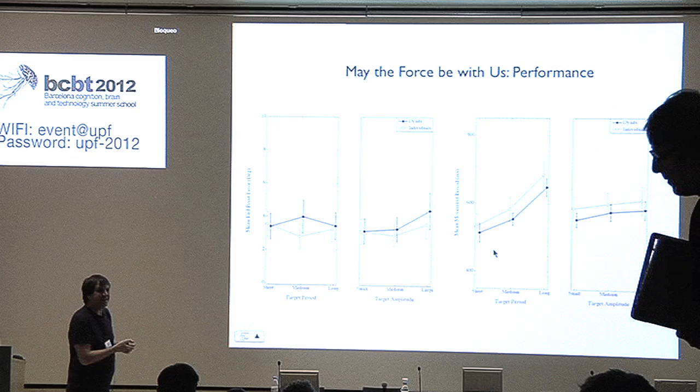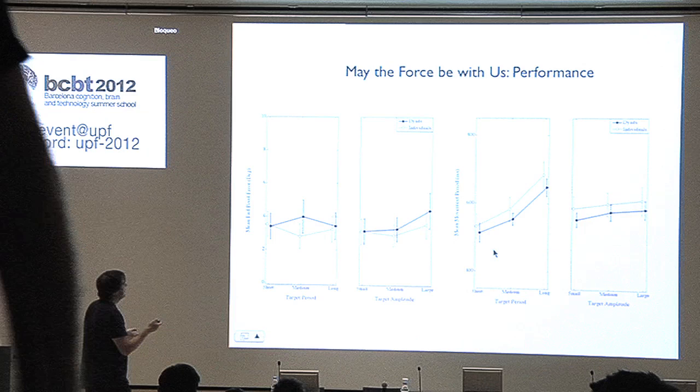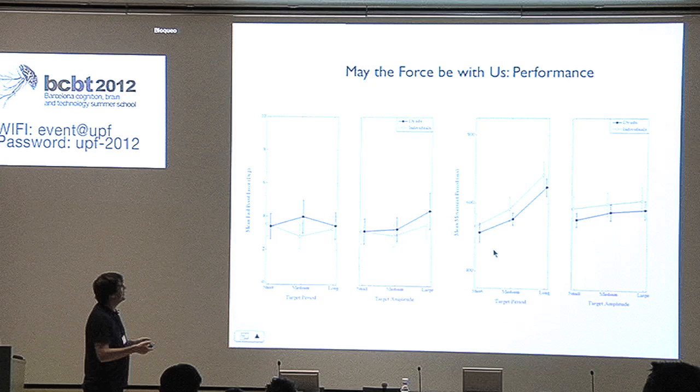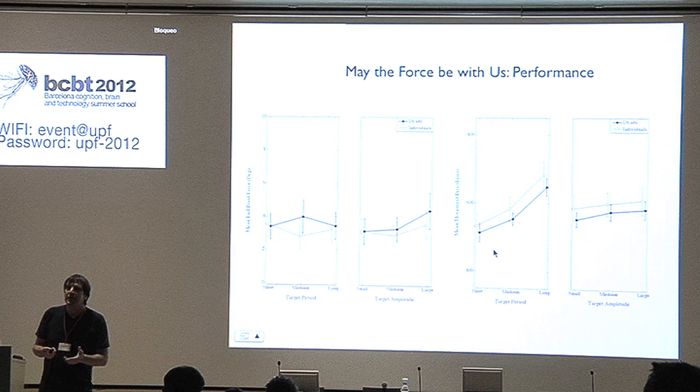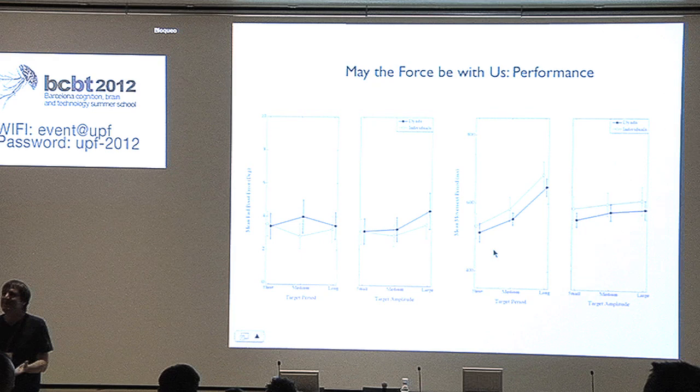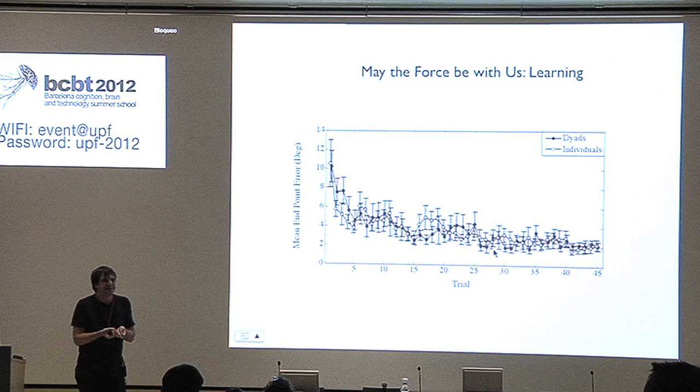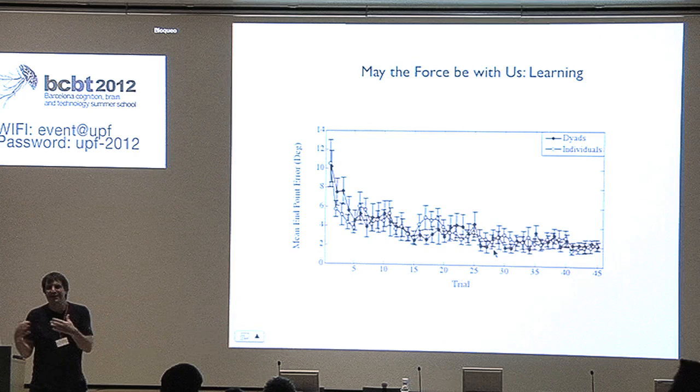Basically, what's nice about this task is that the interpersonal as well as the bimanual performance is the same in dyads, which is the black lines, and individuals at different levels of task difficulty. So here we have a task that allows people to be equally good with their two hands and interpersonally. And what's nice about this is that we can exclude performance differences as an explanation for other differences that we may find.